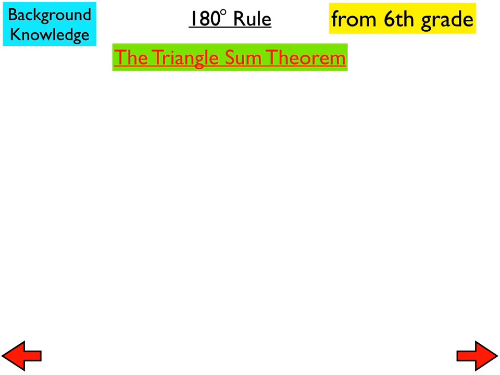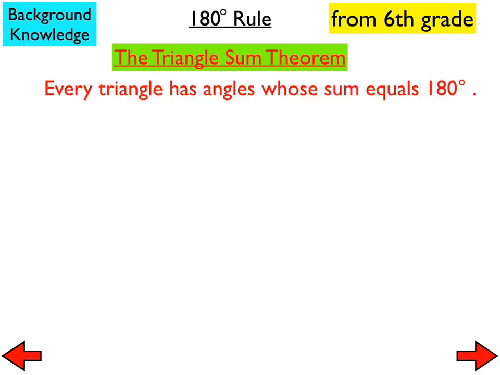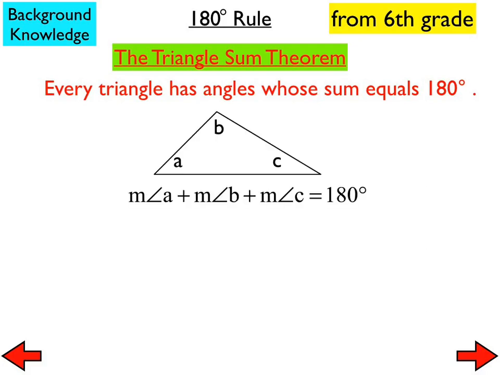the triangle sum theorem. And the triangle sum theorem says this, that every triangle, and this is where you have to fill in something, every triangle has angles whose sum equals 180 degrees. And like I said, you may or may not have talked about that last year, but even if you didn't, it's an easy concept. Every triangle has angles whose sum equals 180 degrees. So that means if you add up all 3 angles inside of any triangle, they add up to 180 degrees.